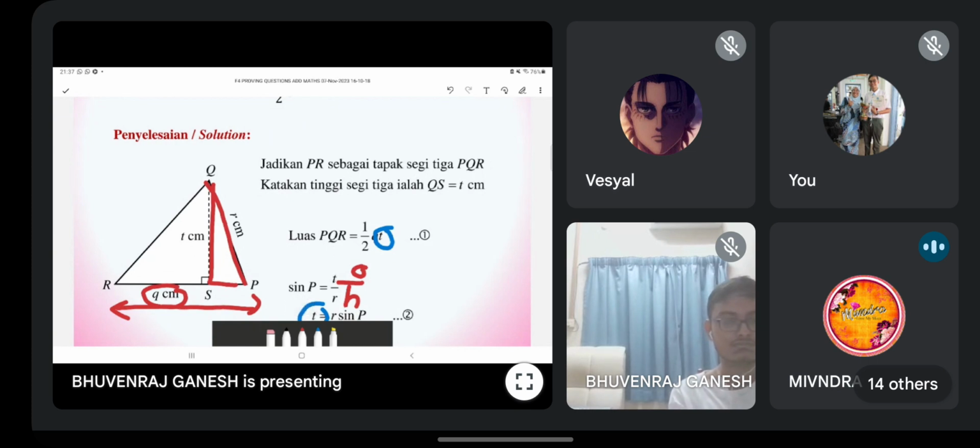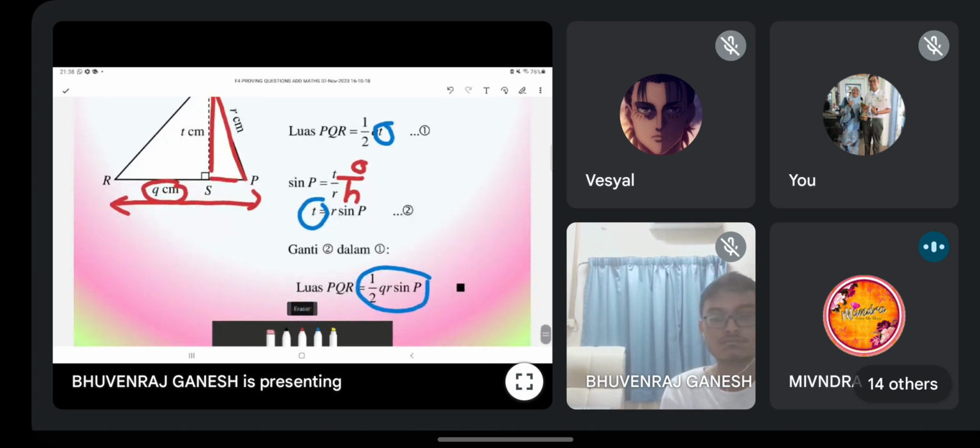And then okay, macam biasa, cari area PQR. So PQR 1 over 2 Q darab T, tapak darab tinggi. Lepas tu sebab ada sin P, kita carilah sin P kan. Sin P equals to opposite over hypotenuse. Opposite is T and hypotenuse is R. So T sama dengan R sin P. And then gantikan dalam 1 over 2 QT tu, gantikan T. So you will get 1 over 2 QR sin P. Itu je. Yang ni I think is simple. More simple than the question.